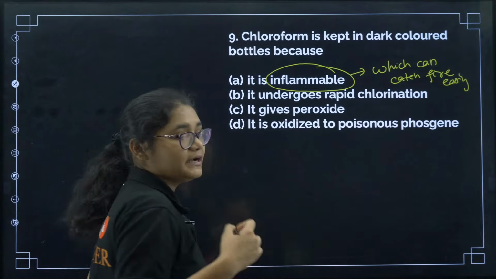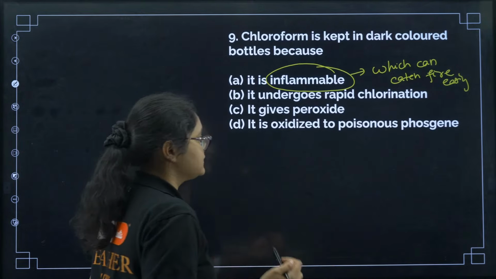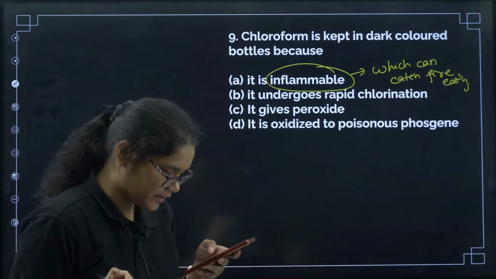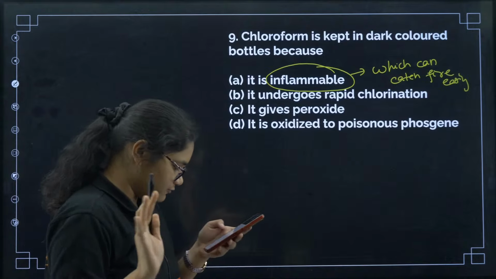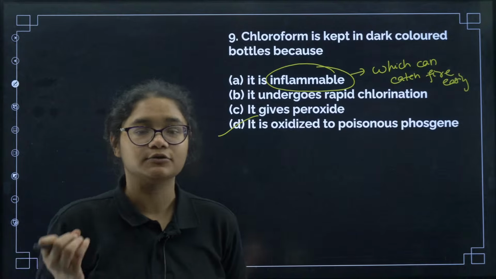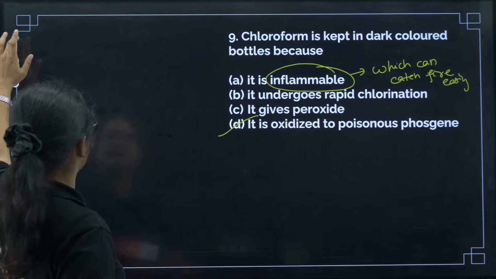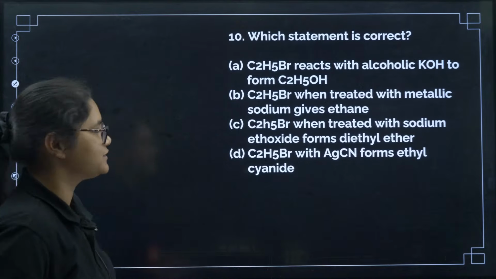It undergoes rapid chlorination. It gives peroxide. It is oxidized to a poisonous gas called phosgene. Yes, all of you are correct here. Option number D is the correct answer. It is oxidized to phosgene. Okay, so yes, all of you are doing really great, students. Let's move to the 10th question now.